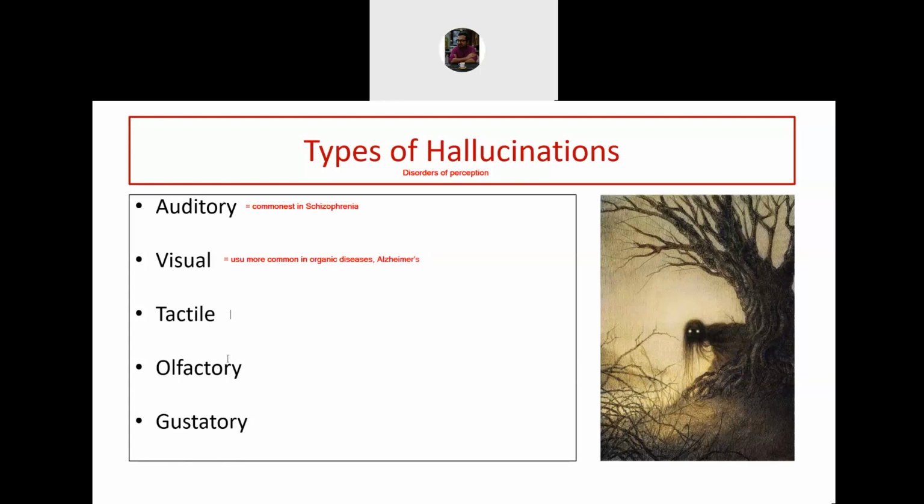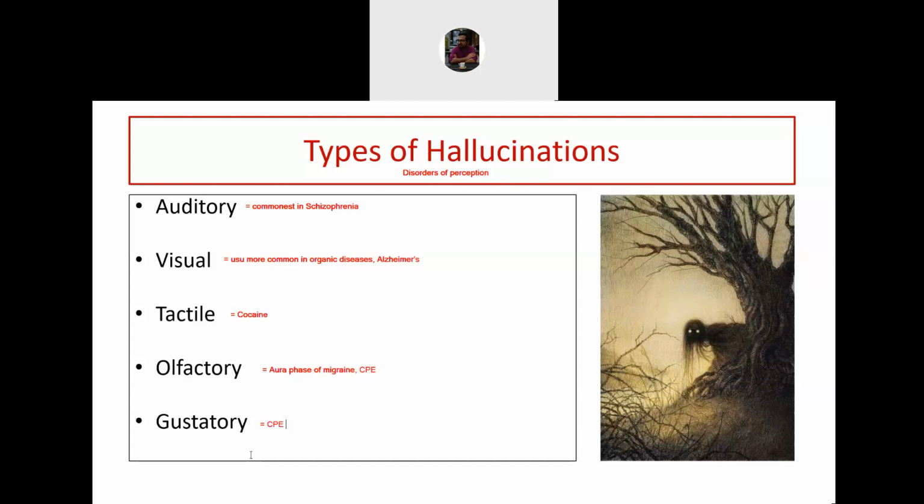Tactile hallucination is sometimes seen in people using cocaine. Olfactory hallucination, that is smelling something that is not there, may be sometimes present in schizophrenia. It can also be present in the aura phase of either migraine or complex partial epilepsy. Gustatory hallucinations are relatively much less common. They are sometimes found in complex partial epilepsy.